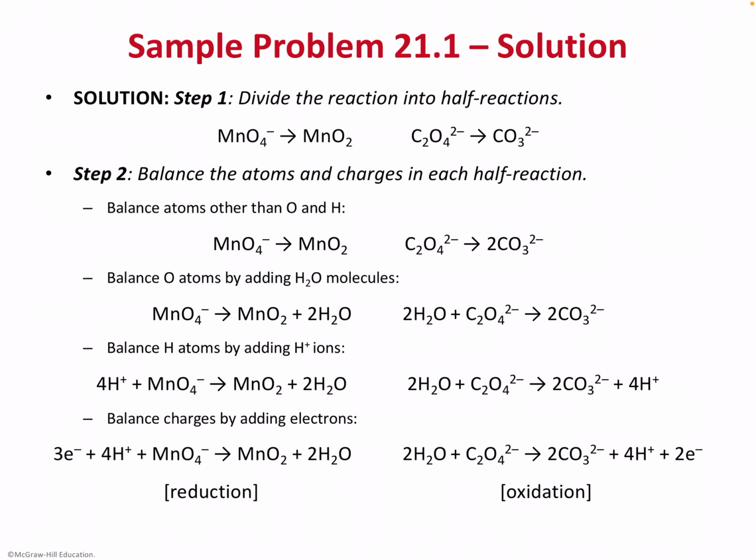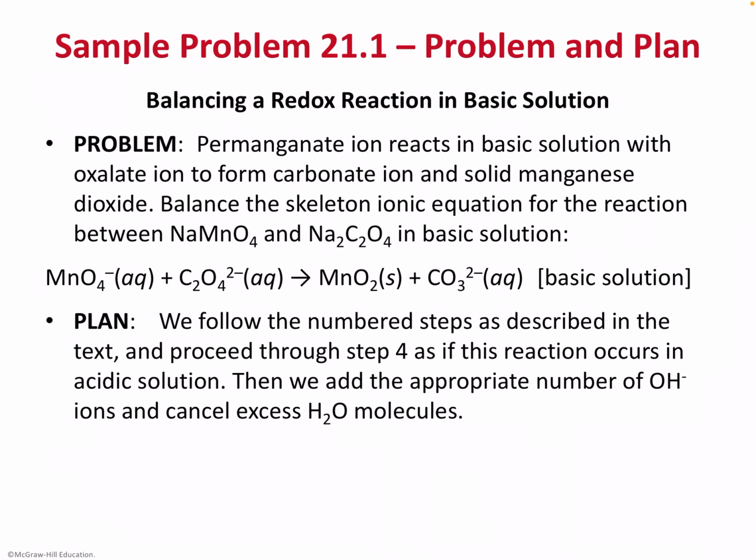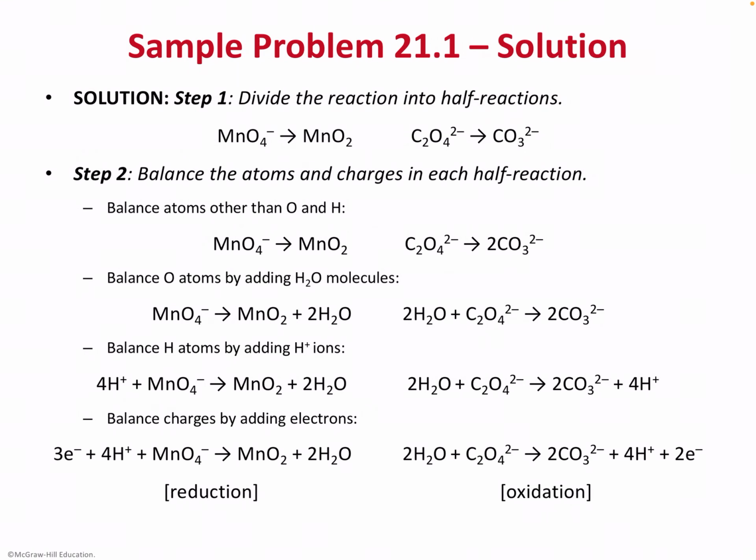Okay, we follow the numbered steps as described in the text. We're going to do the same thing now. First, we divide the reaction into half reactions. Remember, we had to choose the two half reactions: MnO4 minus to MnO2, and C2O4 2 minus to CO3. So this is one reaction and this is another one. These are the two, right? We can first try to balance this one here. 1 manganese, 4 oxygen, 2 oxygen.